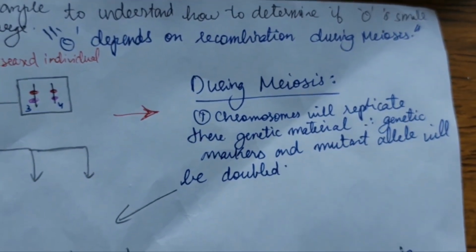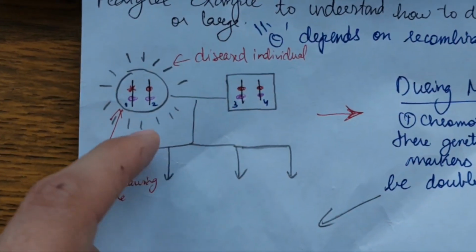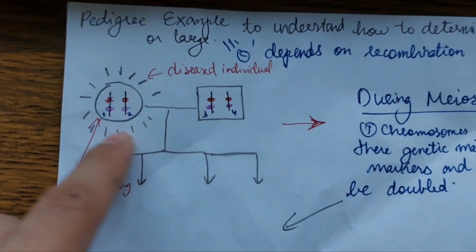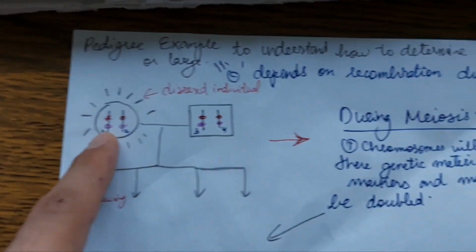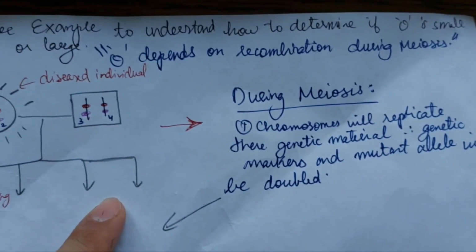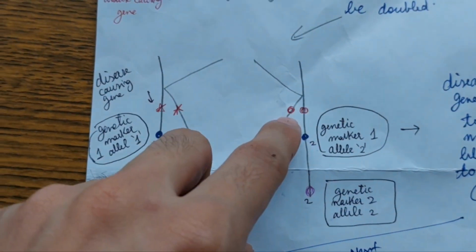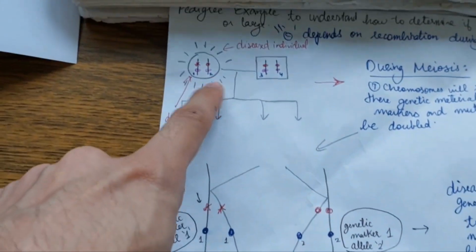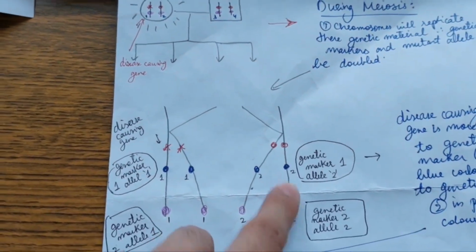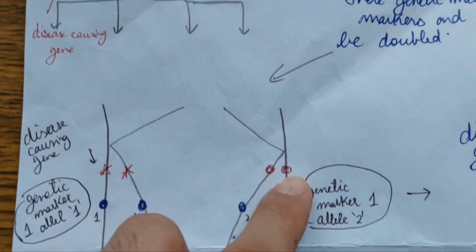So during meiosis, the chromosomes will replicate their genetic material. Therefore, if we consider these purple ones as genetic markers, genetic marker 1, 2, 3, 4, which are all alleles of each other, which we already saw as microsatellites, then these genetic markers and the mutant allele will also be doubled. So let's see that here. Here we can see that this is the disease causing gene and here are the normal genes. So on this chromosome, if we see, this is this chromosome, and this is this chromosome here. The disease causing gene is the star and the normal allele is a ball.